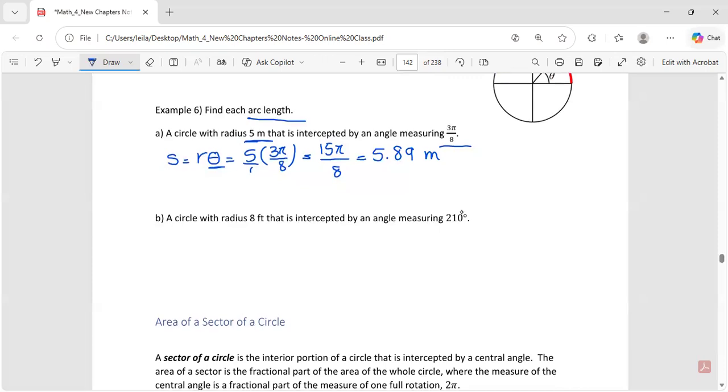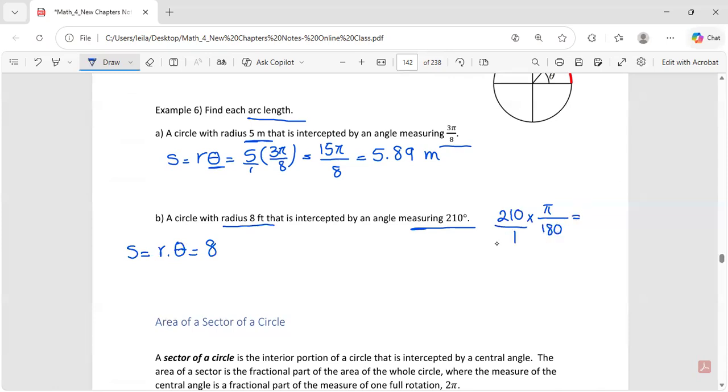Next example, it says a circle with radius 8 feet is intercepted by an angle measuring 210. Again, you want to find the arc length. You want to find the S, which is R times theta. What is R? What's the radius? It's 8 feet. What is theta? It's 210, but that's in degrees. We need it in radians. So we have to convert 210 to radians first by multiplying by pi over 180.